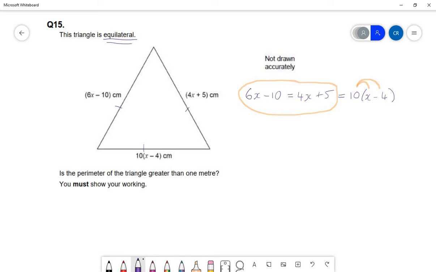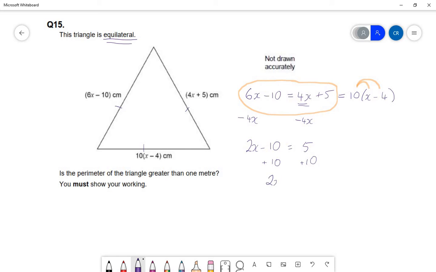Right, so if I want to solve this equation, we've got x's on both sides, so I'm going to look for the smallest amount of x, that's 4x, and I'm going to subtract it from both sides. So that leaves me with 2x minus 10 is equal to 5. And now I want to gradually get x on its own, so I'm going to add 10 to both sides.